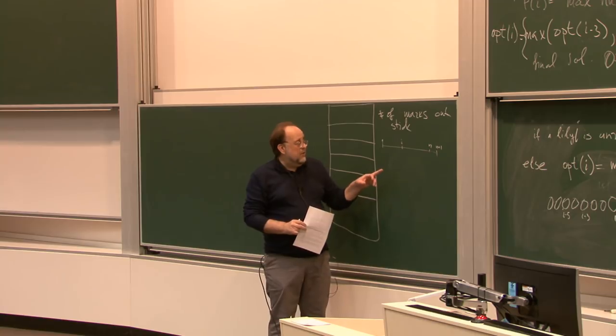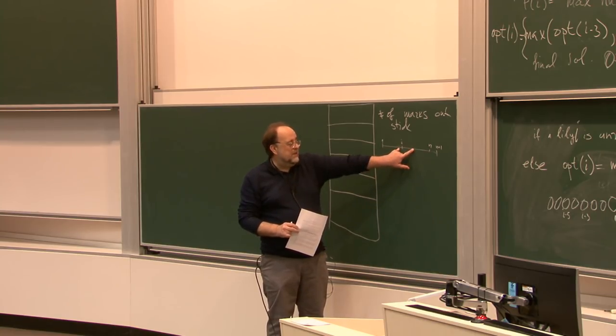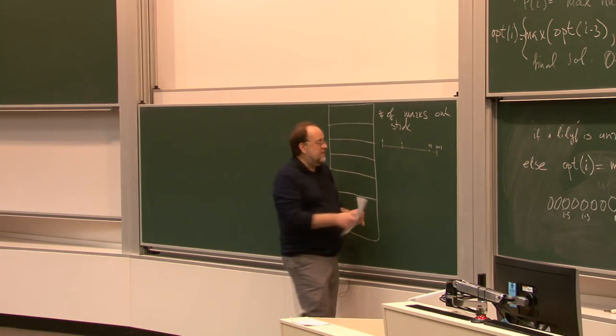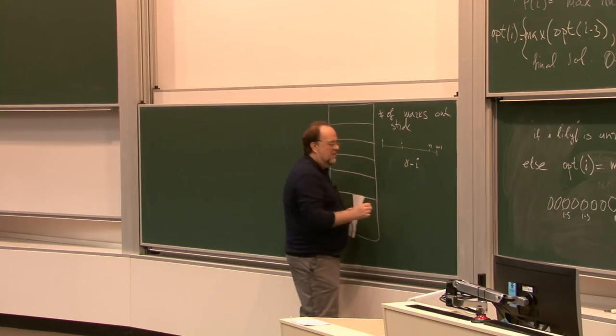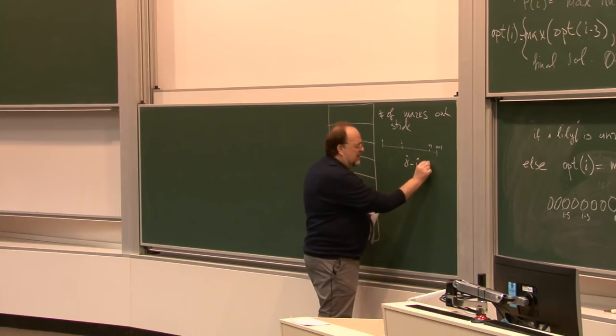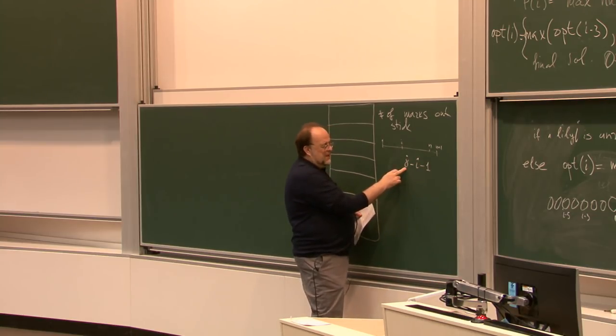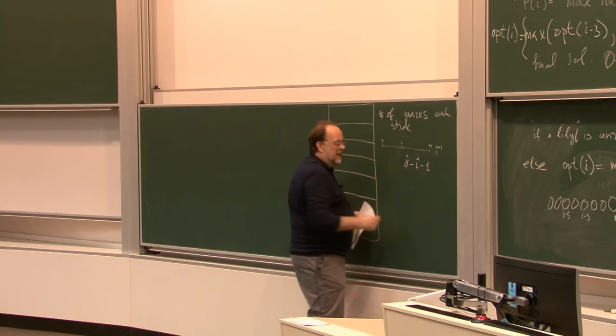How, if I give you a stick somewhere in the middle, how do you tell how many marks there are? It's just J minus I. Right? Minus 1, is it? Because if J is I plus 1, there is nothing in between. So no, it is J minus I minus 1.